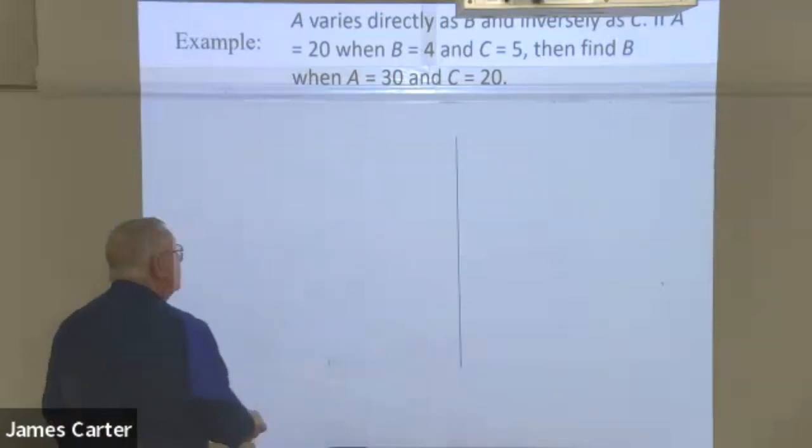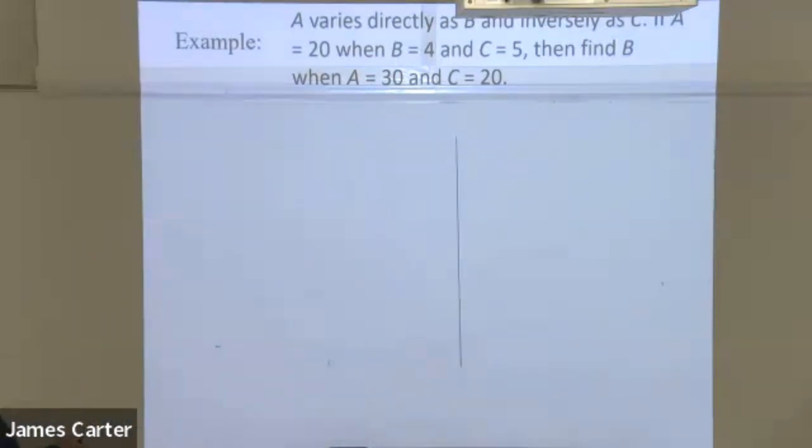Now, let's get back to this. Here's a problem. A varies directly as B and inversely as C. If A is 20 when B is 4 and C is 5, then find B. First, you got to figure out the K from this stuff. Then you do this. You do it on a piece of scratch paper.